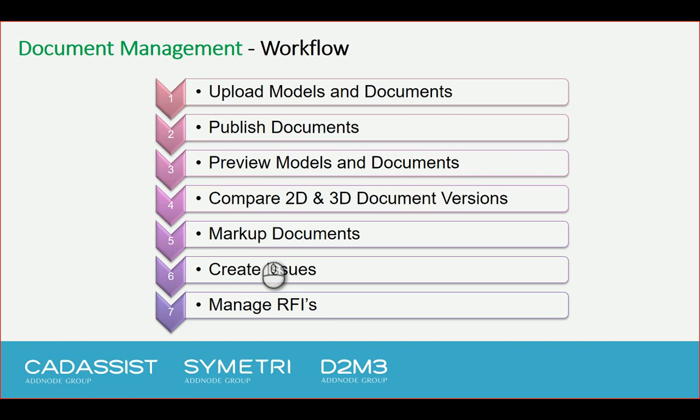You can compare 2D and 3D documentation as well. So if, for example, I have issued 6 different models over 6 different weeks, I can see the difference between that 6th week and the first week, and I can compare them if I want to see what has been added, what has been removed, and what has been modified.